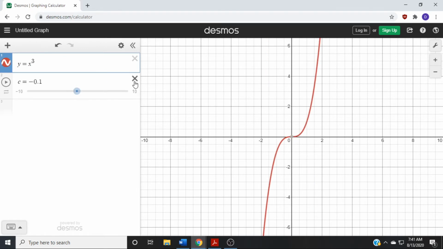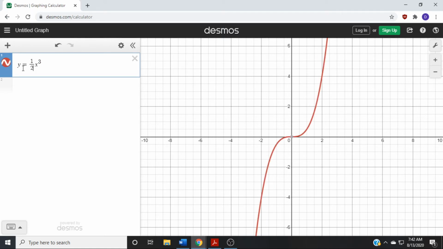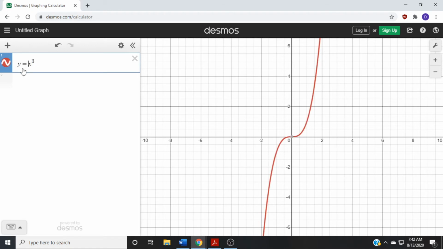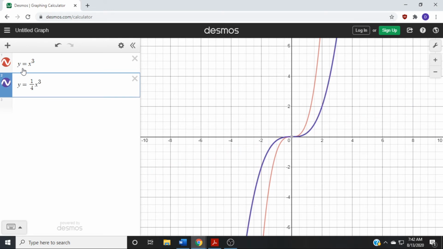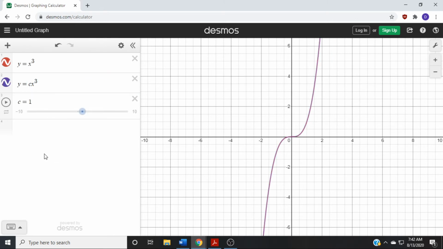Okay? Now let's look at non-rigid transformations. Okay? Let's start with this one. So non-rigid, the outside is vertical shrink. Oh, sorry. We gotta start with our normal. And let's start with 1/4 x cubed. Look what happened. Actually, let's put a c right here. Let's add a slider for c. Okay? At 1, it's the same.